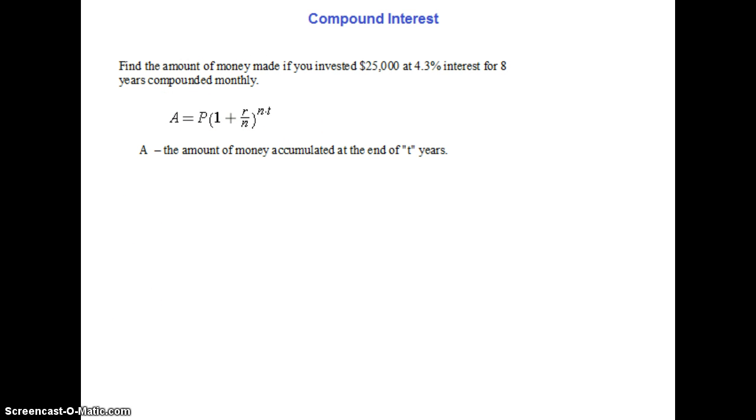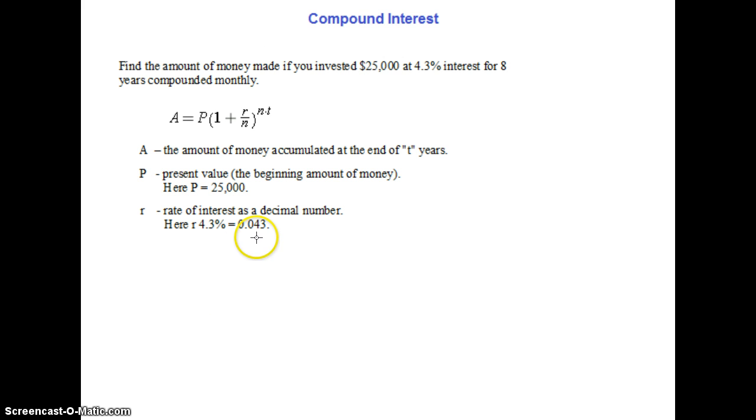A is the amount of money accumulated at the end of T years. P is the present value or the beginning amount of money, sometimes called principal. In our case, P is $25,000. The problem says if you invested $25,000.